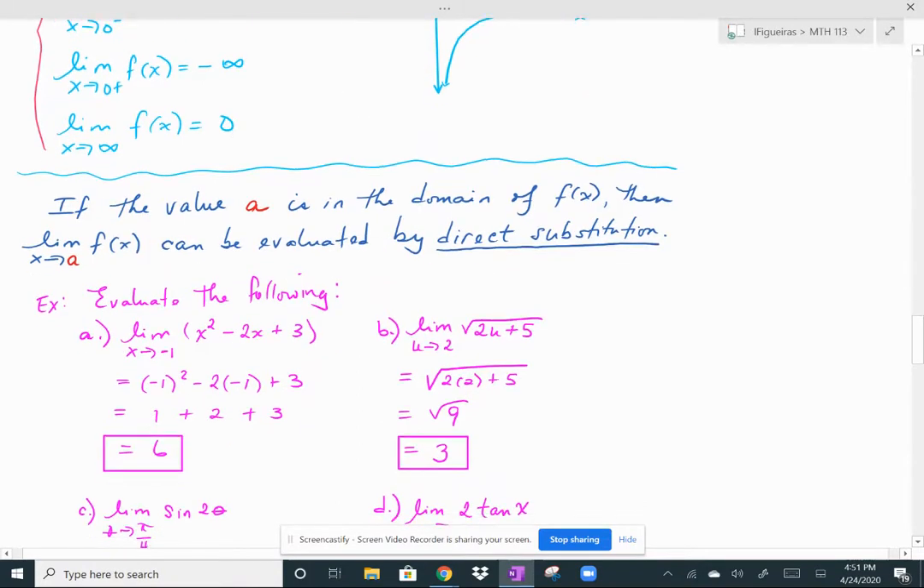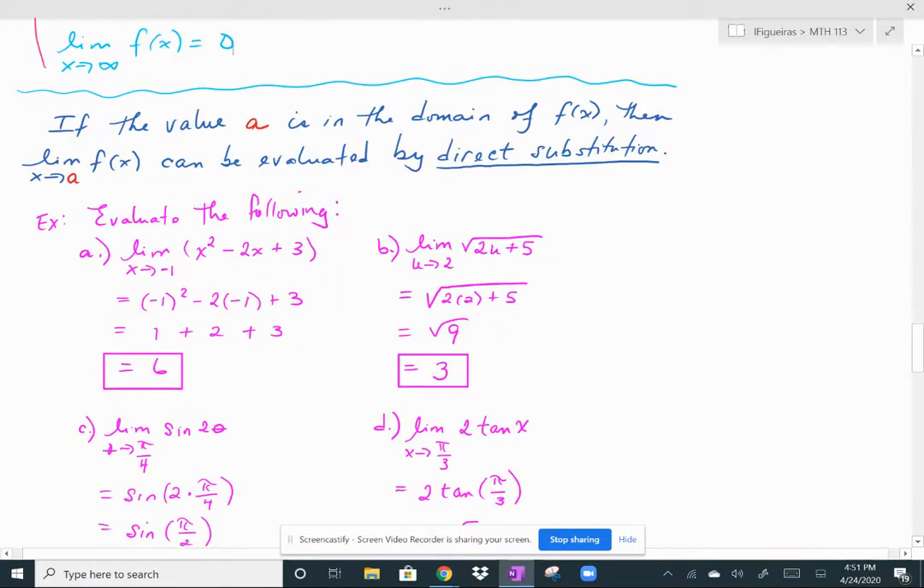Okay, if the value a is in the domain of f of x, then the limit as x approaches a of f of x can be evaluated by a method called direct substitution. So when a is in the domain, this is actually the easiest way to compute the limit. So here are some examples.